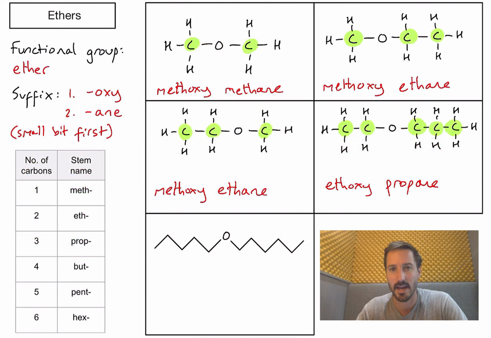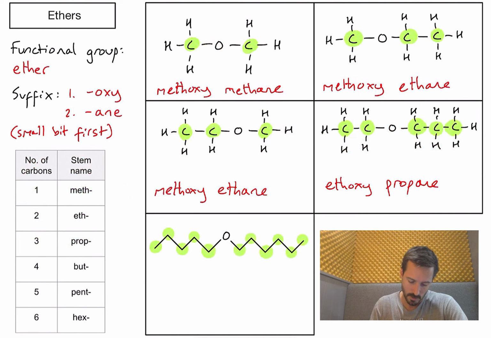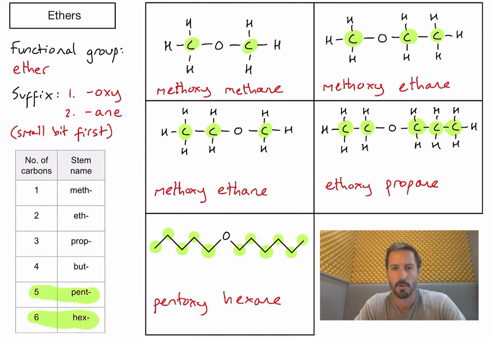Final example then. Oh, we've got a skeletal formula here, so we need to count our carbons really carefully. And if you've seen these types of formulas before, each vertex of the line, each kind of point on the line represents a carbon. So on the left side I've got 1, 2, 3, 4, 5 carbons. On the right side I've got 1, 2, 3, 4, 5, 6 carbons. So let's just identify the two stem bits of my name. The shortest one is 5, so it's going to be pentoxyhexane.